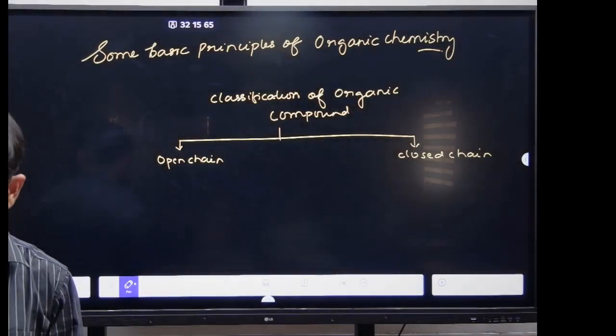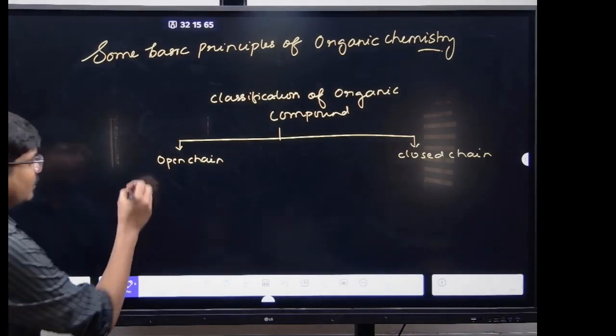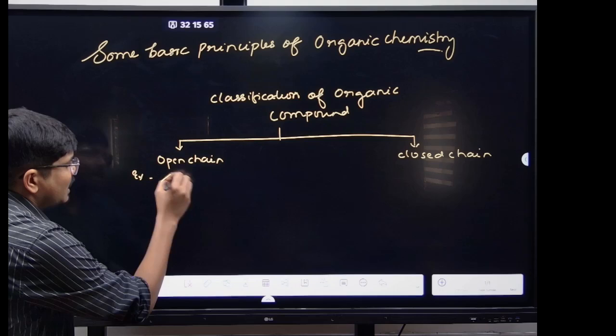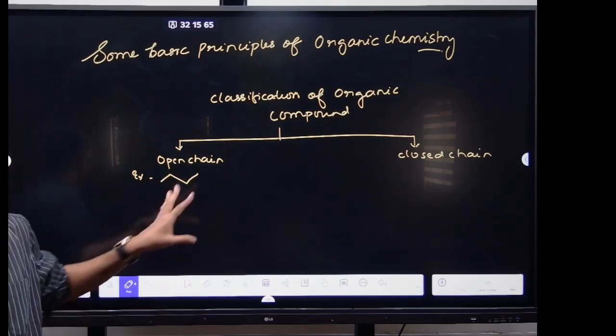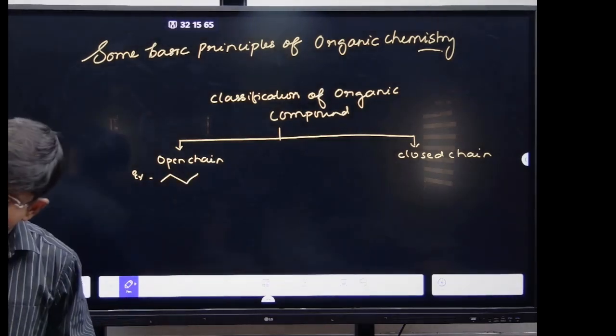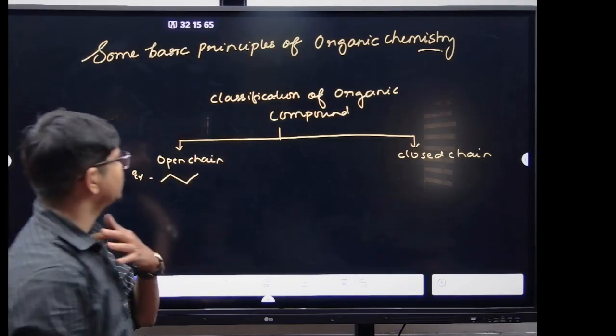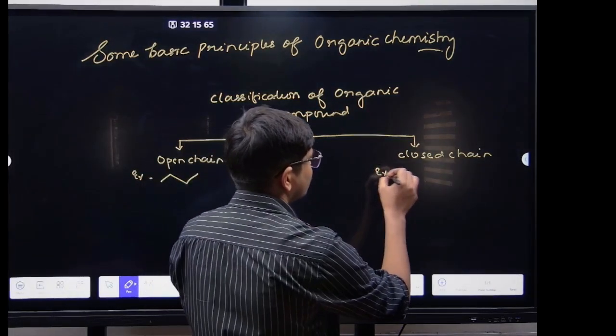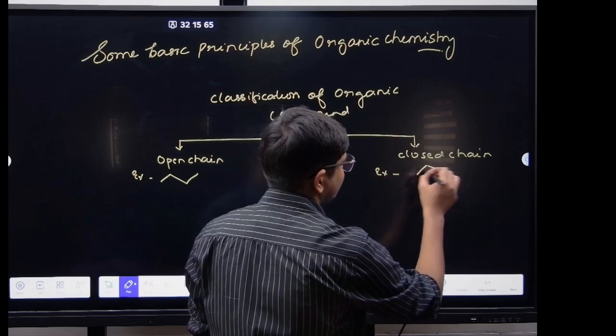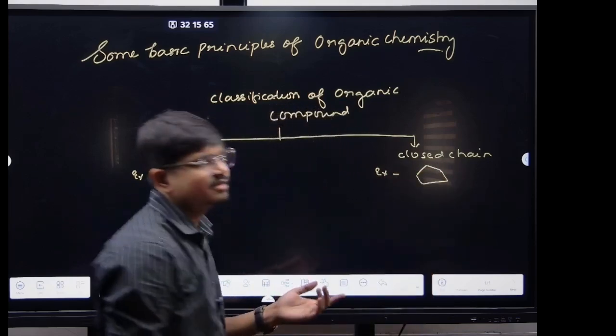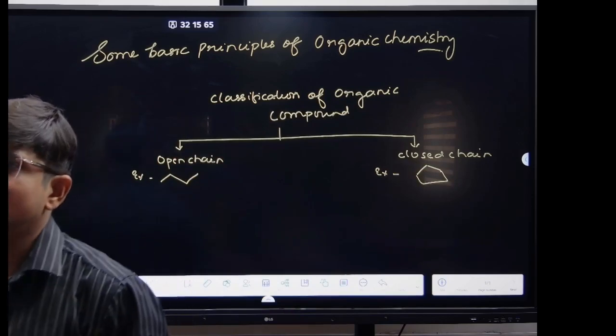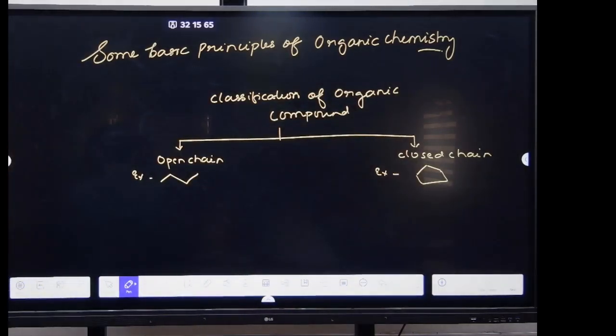Open chain means you have no ring, right? For example, you have a compound like this one. This is basically your open chain compound. Now coming to the closed chain compound. Closed chain compound means compounds like this. See here, that is the ring one, that will come under the category of closed chain compound.